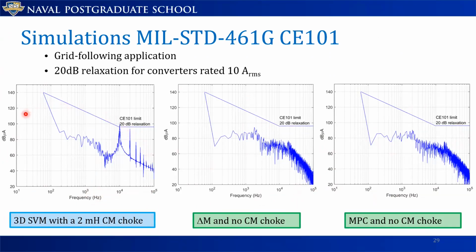So this is not an algorithm that cancels common mode, so you need to put a common mode choke in order to be able to meet the military standards limit. And these two, delta modulation and model predictive control, virtually behave the same.